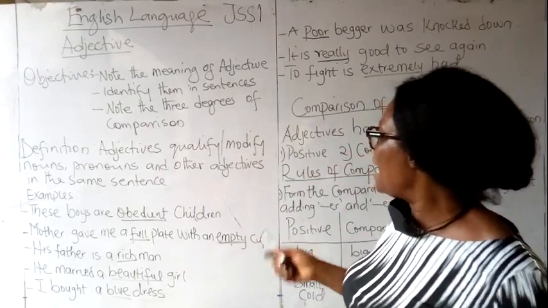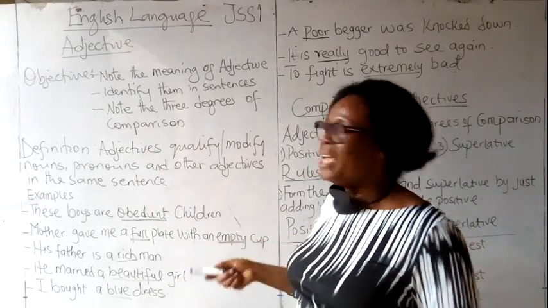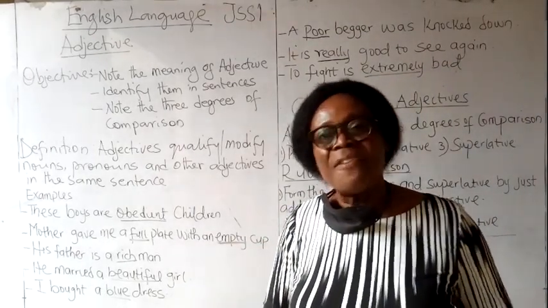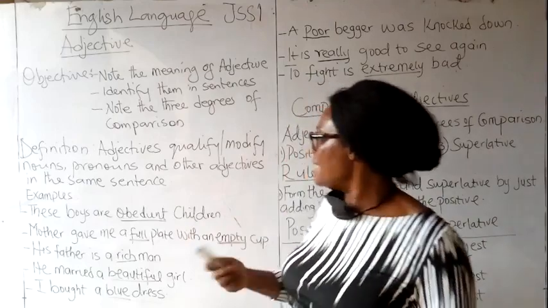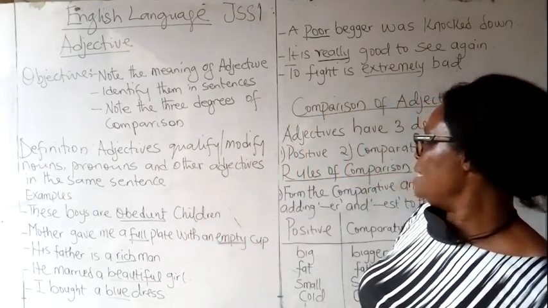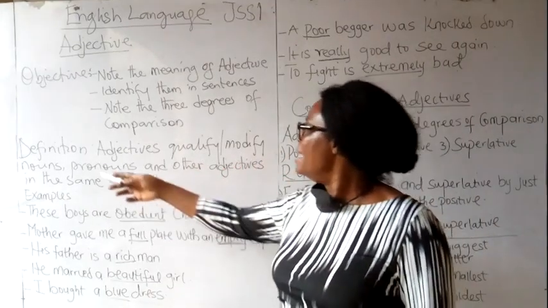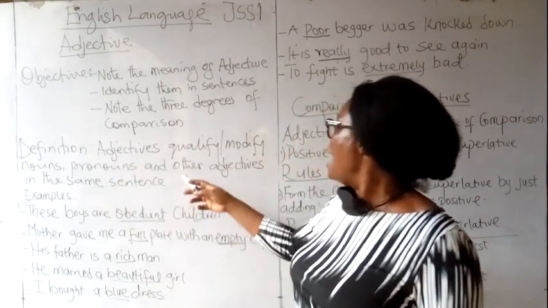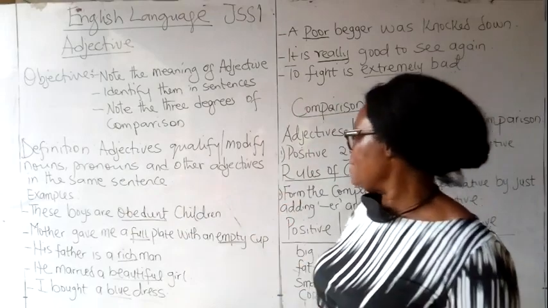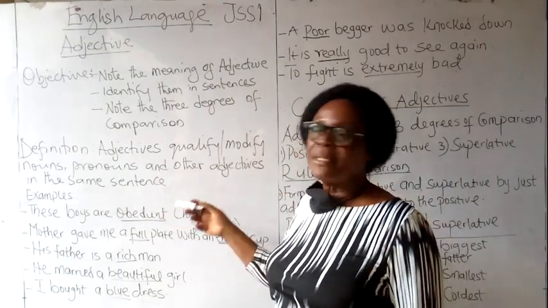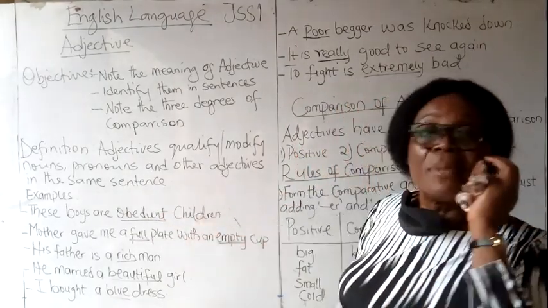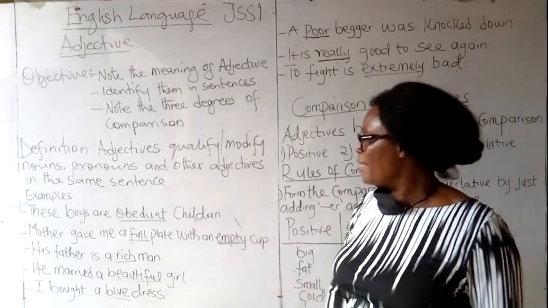An adjective can equally qualify a pronoun. It can qualify even itself in a sentence. So the definition is what? Adjective qualify or modify nouns, pronouns, and other adjectives in the same sentence. And I have some examples on the board here.